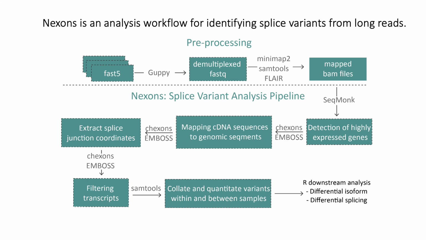We decided to improve the splice variant detection by developing an additional method. For this, we developed an analysis workflow called Nexons with the help of Simon Andrews. After standard pre-processing of Nanopore data, we used BAM files coming from Minimap2, which is used for the detection of highly expressed genes. Then we mapped the reads coming from these genes to genomic segments in order to detect the cDNA sequences and extract splice junction coordinates, which were then filtered in order to have the quantitative count table, which is then used for the downstream analysis.